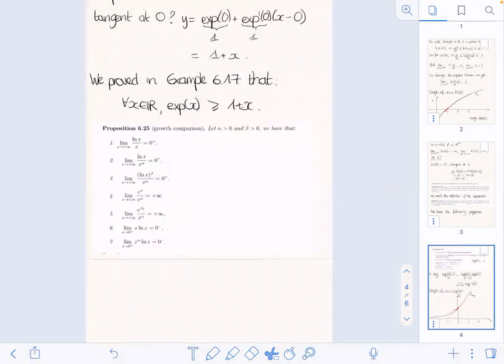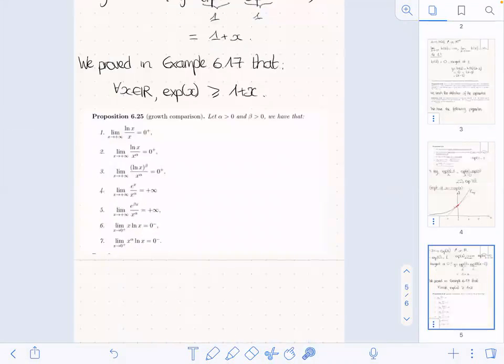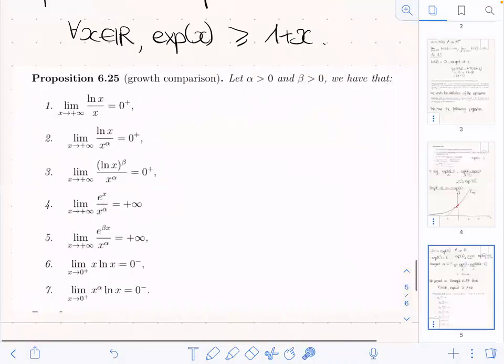So for example, whenever you divide the exponential by a polynomial, for example, exponential of x divided by x squared, you know the exponential of x goes to plus infinity, and x squared also goes to plus infinity at plus infinity. But despite the fact that there's an indeterminate form, and despite the fact they both go to infinity, the limit will still be plus infinity.